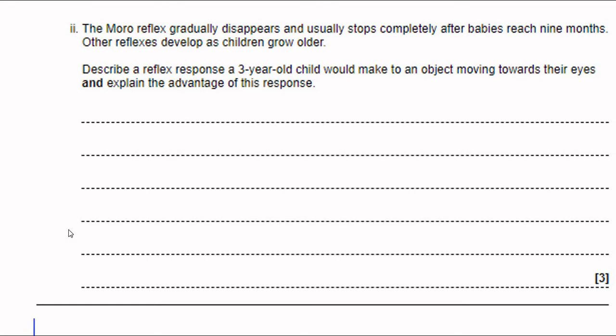And then the final question: it gradually disappears and usually stops completely after babies reach 9 months and other reflexes develop. Describe a reflex response a 3-year-old child would make from an object moving towards their eyes. There you go, and the advantage of that. Okay, have a go.